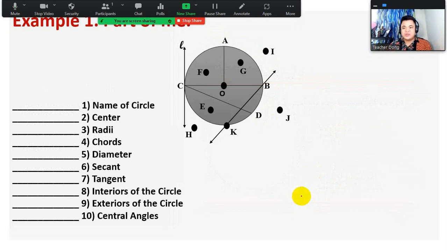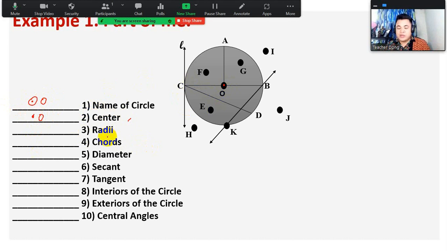Next, let's answer Example 1, part of me. Number 1, let us name the circle. Again, in the definition, we can name a circle using its center. So the name of this circle is circle O. Now, number 2, center. What is the center? The center of the circle is point O. If you are asked to identify the center of the circle, it's just the point. In this case, it's point O.